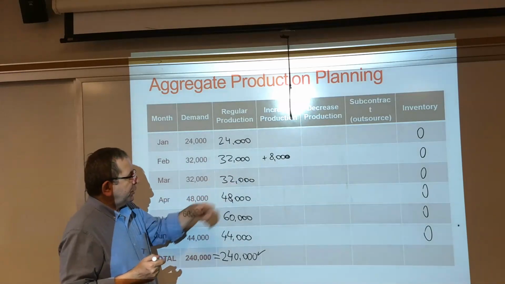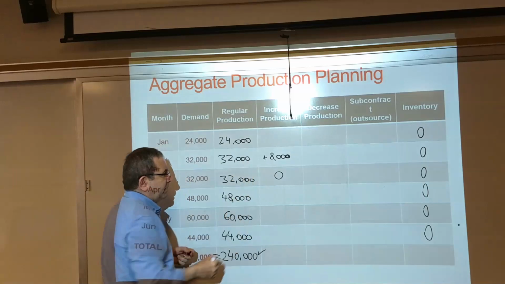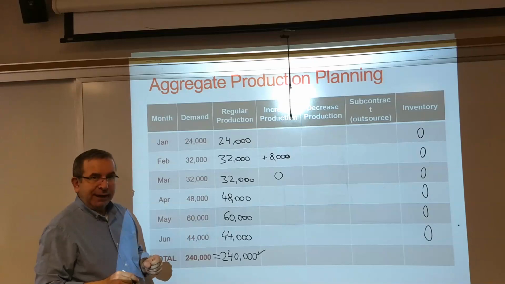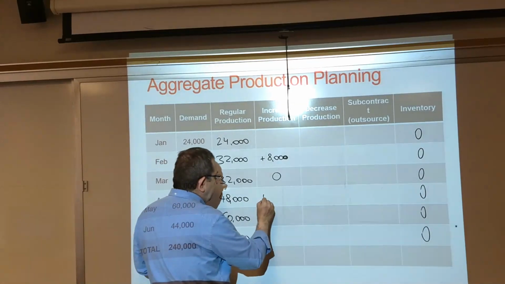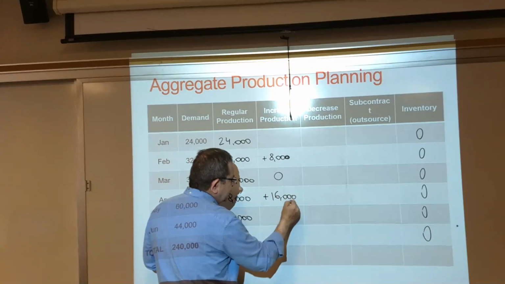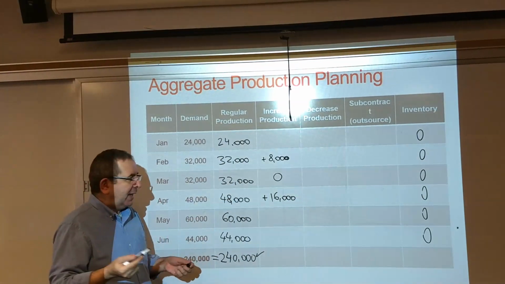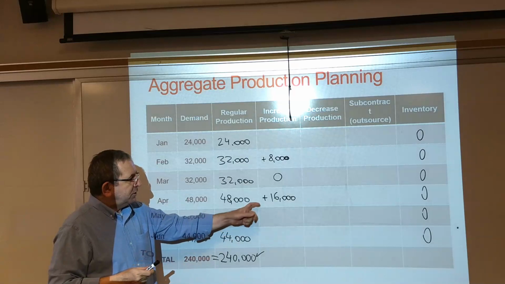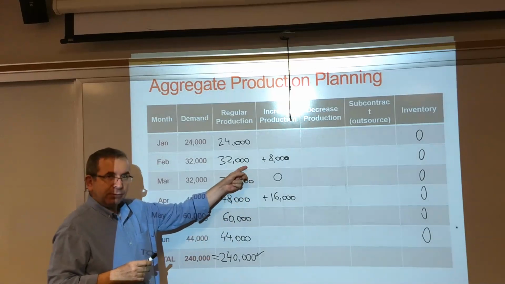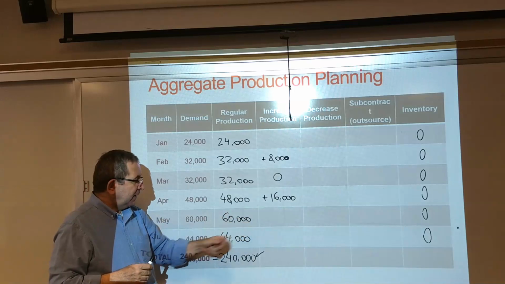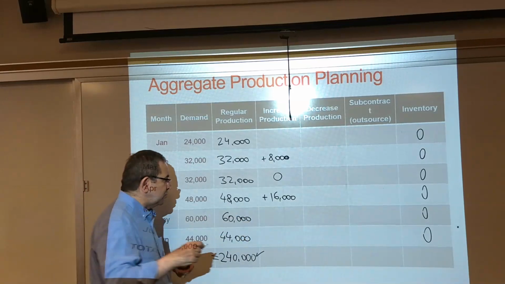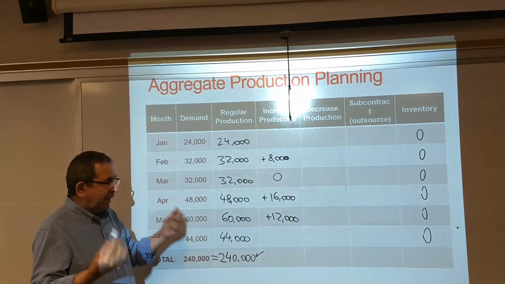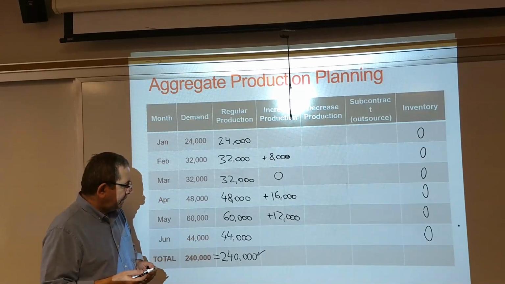Here, from 32 to 32, there is no extra production. But here again, you go from 32 to 48,000. You need to buy extra machinery, technology, supplies, hire additional people, have your workers work overtime. So there's a cost of going from 32,000 to 48,000. Here, you go from 48,000 to 60,000. Again, additional cost of hiring workers, buying equipment, etc.